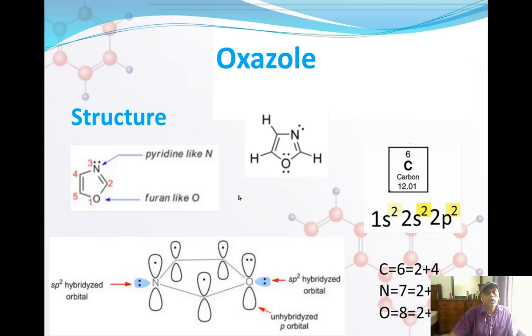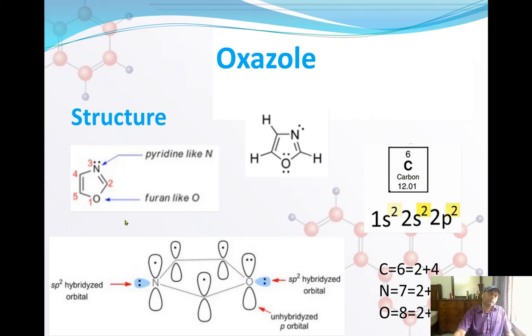Now it will also fulfill the Huckel rule. That means it has got six electrons, so it will fulfill the Huckel rule. So it is going to fulfill all four rules of aromaticity. That's why oxazole is an aromatic compound. So oxazole is an aromatic compound.